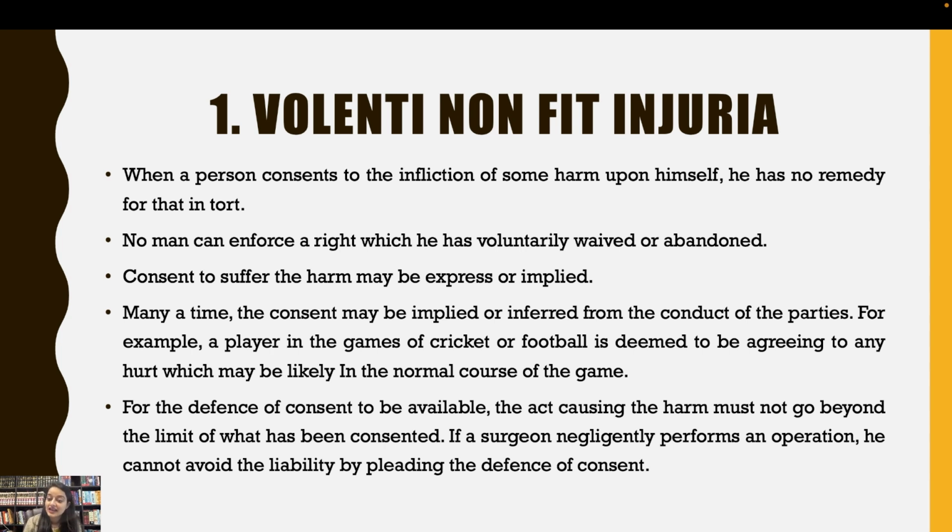For example, if a surgeon negligently performs an operation, he cannot avoid liability by pleading the defense of consent. Okay, if it is something related to the operation, and if it's a very risky operation, then if you prove that you have taken due care and skill and reasonable care and diligence, then you will be absolved of liability as a surgeon. However, if you negligently perform the operation, right now we see cases of operations being performed under flashlights of cameras. That is not a consent. Nobody consented that they will get operated under a flashlight.